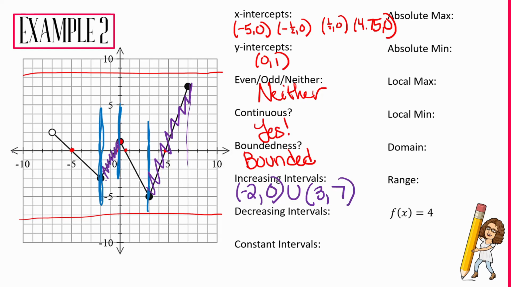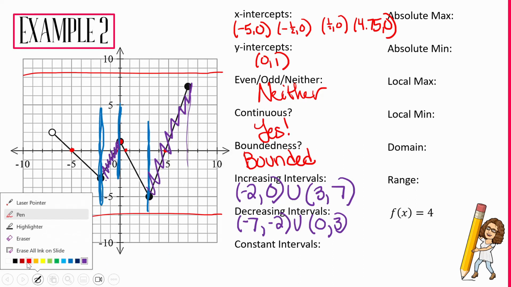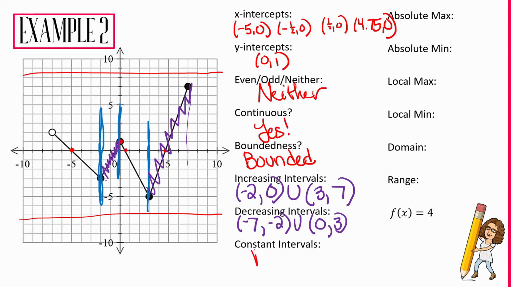Okay. Decreasing is the other two. So it looks like I started at -7, stopped at -2, but then I started decreasing again at 0, and I stopped at 1, 2, 3. So from 0 to 3, I was decreasing. There are no constant intervals again on this graph. I wonder if we'll ever see one.